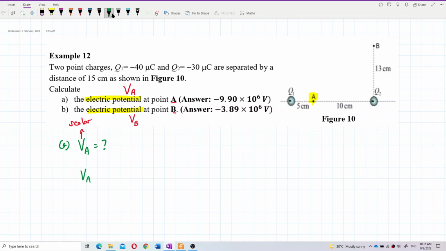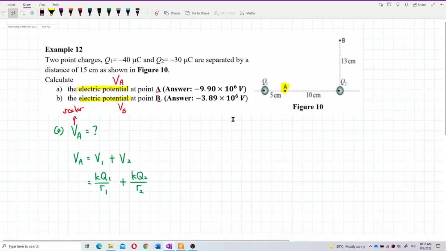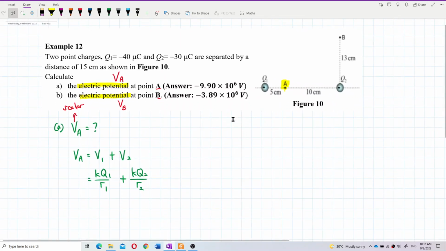So VA, the total potential at A, is just V1 plus V2. The formula is very simple, KQ over R. Since it is V1, we put Q1 and R1. The same goes for V2, it is KQ2 over the distance R2. Okay, let's substitute.